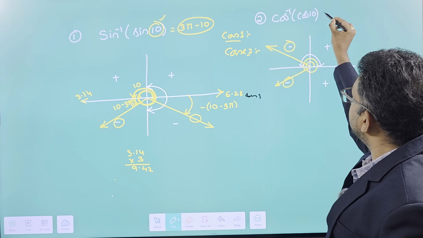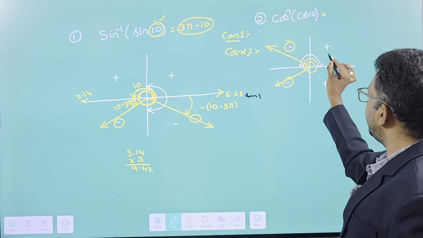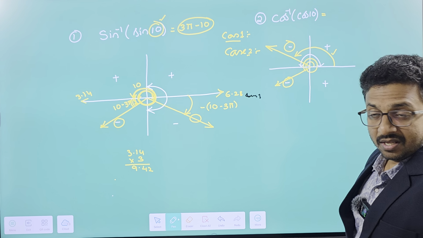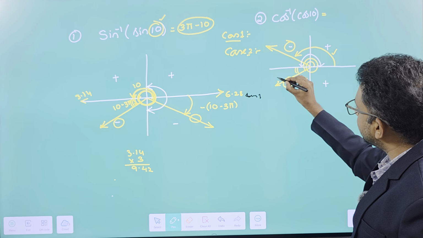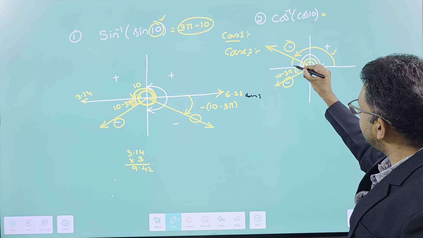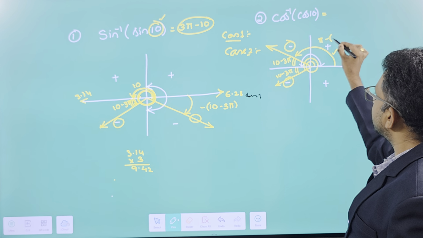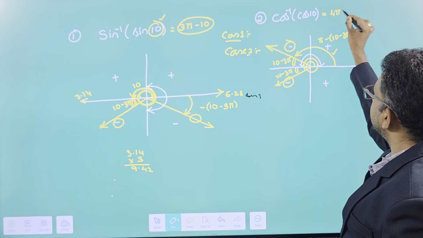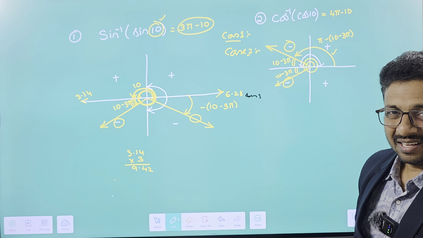So the answer to cos inverse of cos 10 is the basic angle corresponding to this ray. Basic angle is always measured from the initial position. So this angle is the answer. How do you get this angle? The same way as we have done before. This small angle is 10 minus 3 pi. Based on laws of reflection, this angle is also 10 minus 3 pi. So this angle is pi minus (10 minus 3 pi). So the answer to cos inverse of cos 10 is 4 pi minus 10. I hope things are pretty clear.